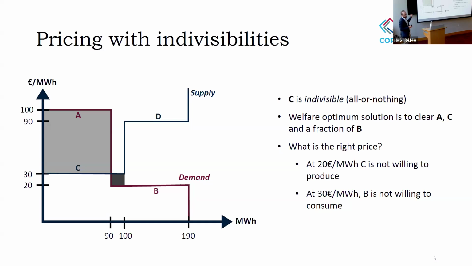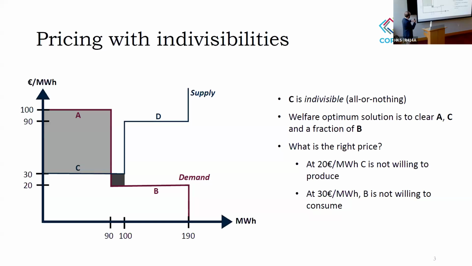So if you take a price, for example, of 20 euros, well, for this price of 20 euros, A and B would be willing to consume what you want them to consume, but C would not like to produce anything because he's losing 10 euros for each megawatt hour that C would produce, right? Now, if you take a price then of 30 euros, well, C would be happy, but now it's B that would not be willing to consume anything because his willingness to pay is only 20 euros.